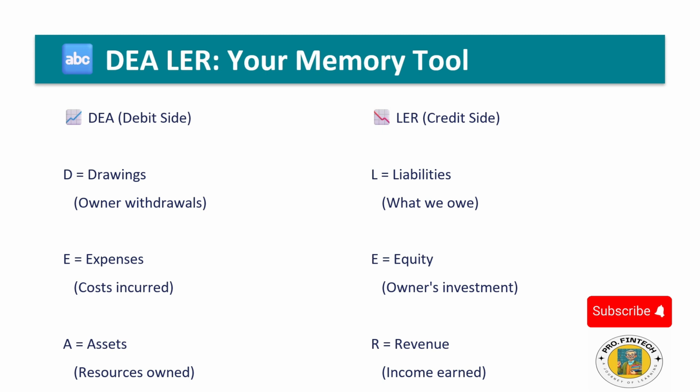D stands for drawings, when the owner takes money out. E stands for expenses, costs the business pays. A stands for assets, things the business owns. These three types of accounts are on the debit side.